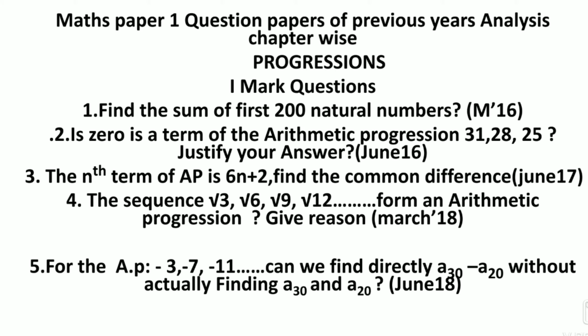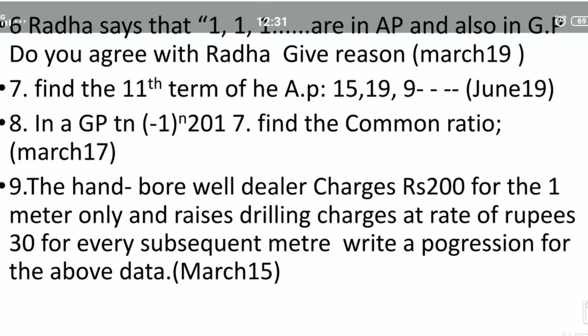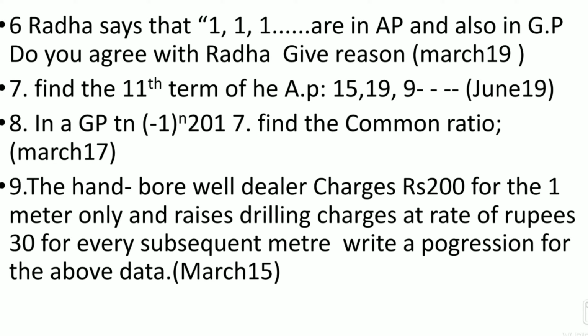Fifth one: for the AP minus 3, minus 7, minus 11 and so on, can we find A30 minus A20 directly without actually finding A30 and A20? This is from June 18th. Now, Radha says that 1, 1, 1 and so on are in AP and also in GP. Do you agree with Radha? Give reason. This is from March 19th.